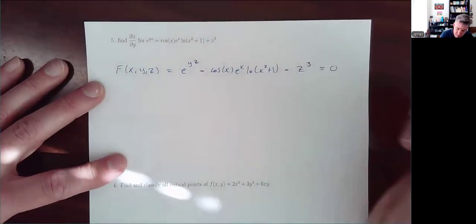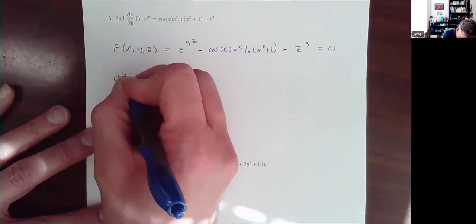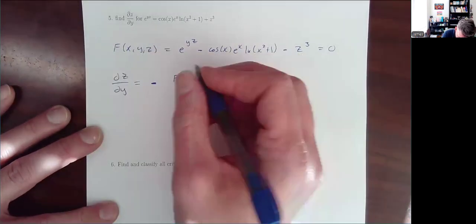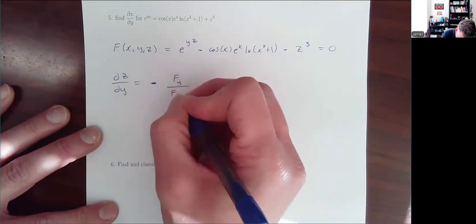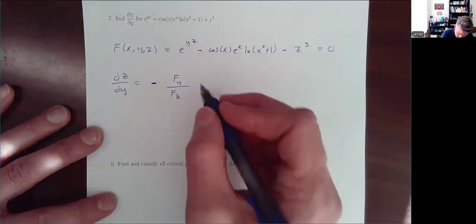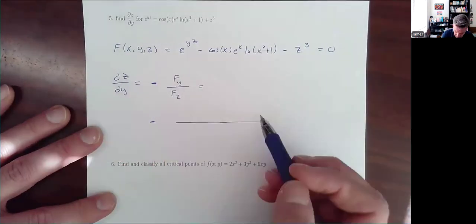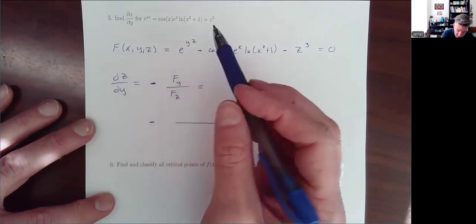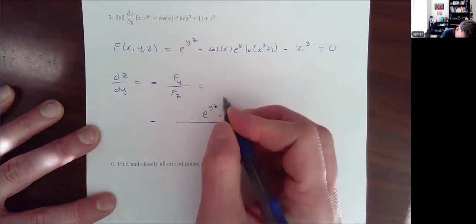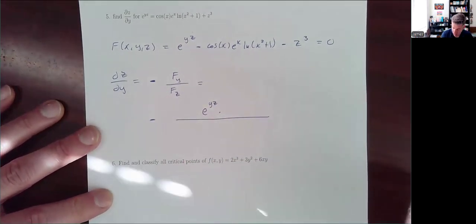That's equal to 0. Then we know del z del y is equal to the negative of the partial of this with respect to y over the partial of that with respect to z. You just switch which one's on top, which one's on the bottom. So that's going to be the negative of the partial of this with respect to y. The derivative of e to the yz, or e to the stuff, is e to the stuff times the derivative of the stuff. The derivative of y times z with respect to y is going to be 1 times z.